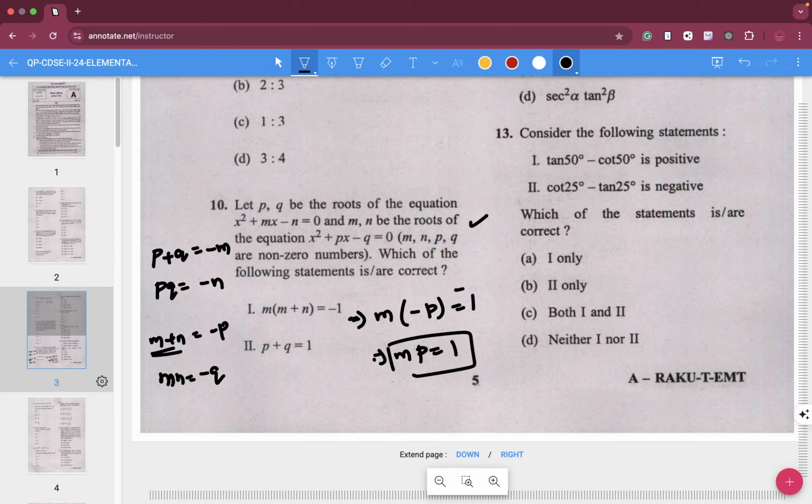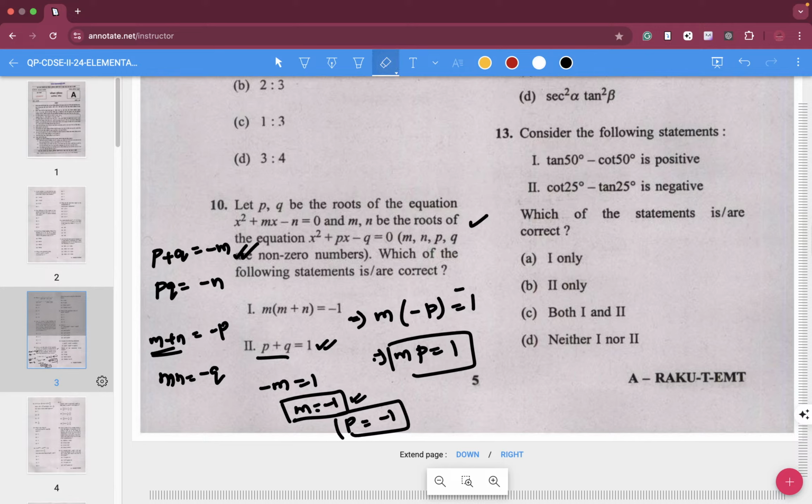Now over here they have said p plus q is equal to 1, and we also know the value of p plus q, so minus m is equal to 1, which means m is equal to minus 1. If m is equal to minus 1 and m into p is 1, then p is also minus 1.